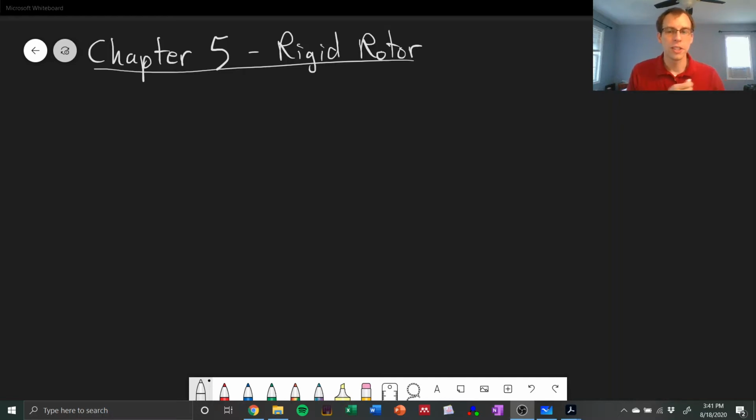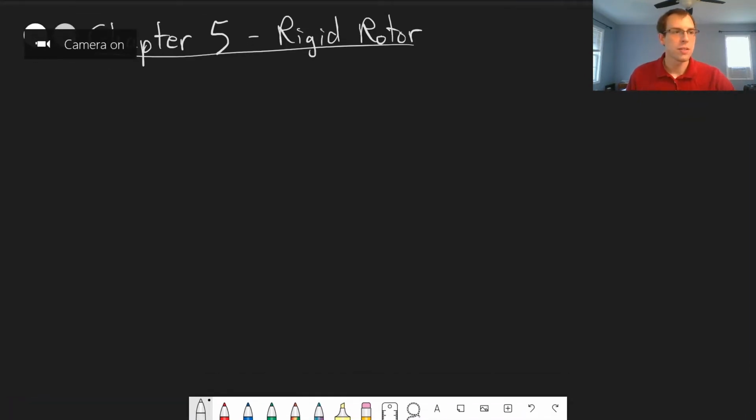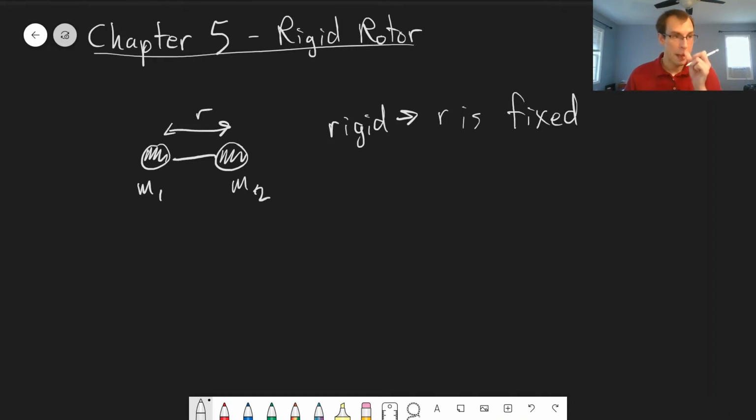The final model we'll look at before we get to the hydrogen atom, and one that is closely related to the hydrogen atom, is what's known as the rigid rotor. This is a model for looking at rotations of molecules. The model we imagine is that we have two masses, in this case two atoms, M1 and M2, separated by some distance r that's fixed. So that's the rigid part of the rigid rotor. Rigid means that r is fixed. This molecule cannot vibrate at all.